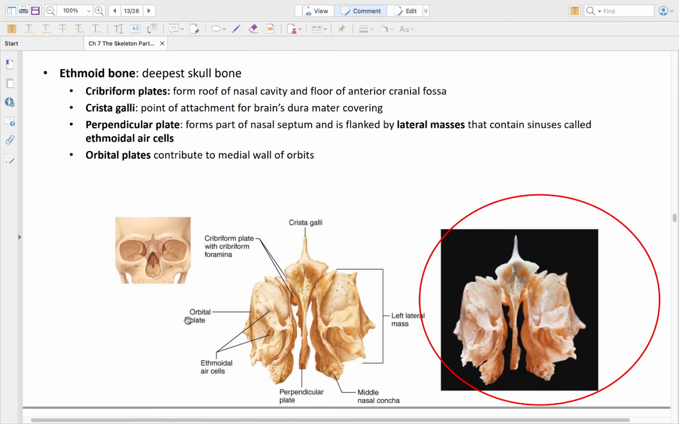Okay, so let's look at the anatomy. It has these cribriform plates. See these plates on this side? Okay, those plates help form the roof of your nasal cavity. And they make up the floor of the cranial fossa, the anterior cranial fossa. See this little guy sticking down, this perpendicular plate? It makes up your nasal septum.